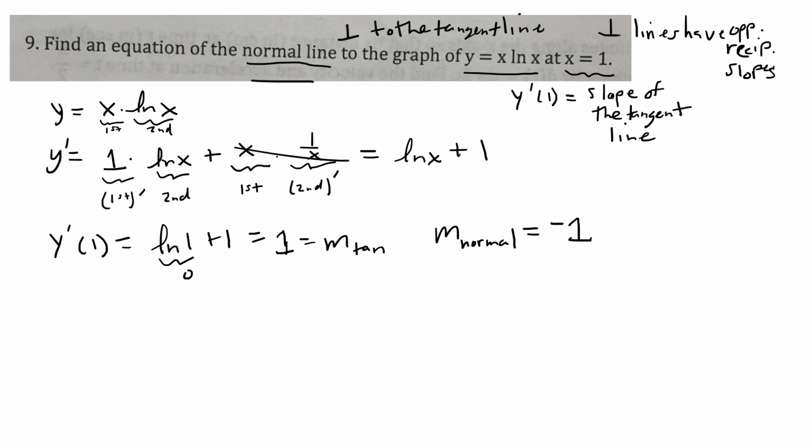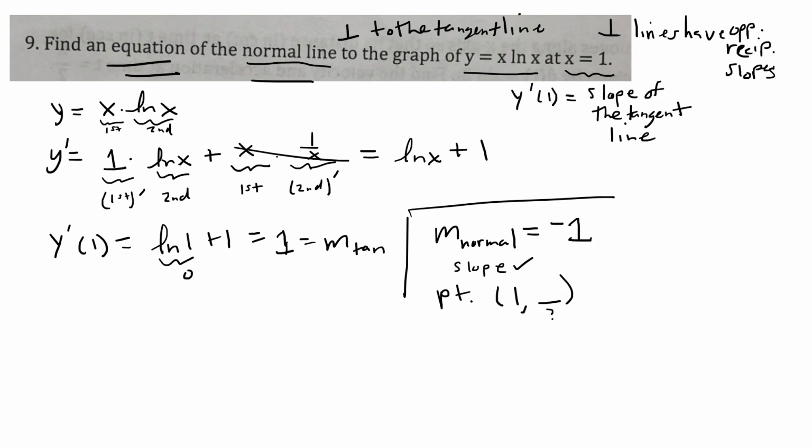Okay, great. And they want us to find the equation of the line. Whenever you're asked to find the equation of a line, you're going to need its slope, and we're going to need a point that's on the line. We're interested in the point where x is equal to 1. We just don't know the y value. Go back to the function, plug a 1 into it, and we get 1 times the natural log of 1, which is 0. And so we have a y value of 0.